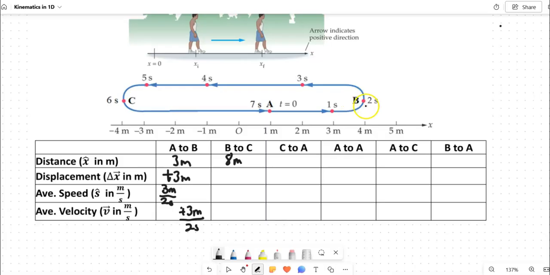Now, your displacement, well, that's positive 4 meters is your starting position, which you're going to have to subtract from your end position, which is negative 4 meters. So that displacement is going to be a negative 8 meters. Okay, or in other words, you could say this. You went 1, 2, 3, 4, 5, 6, 7, 8 meters to the left.